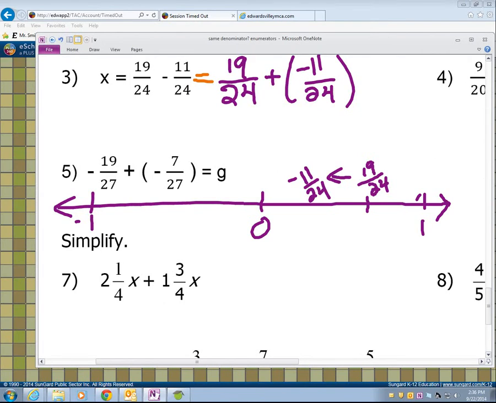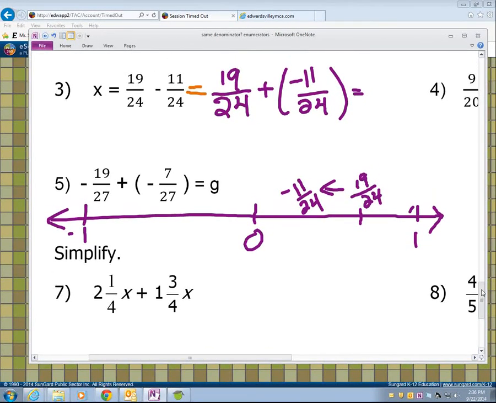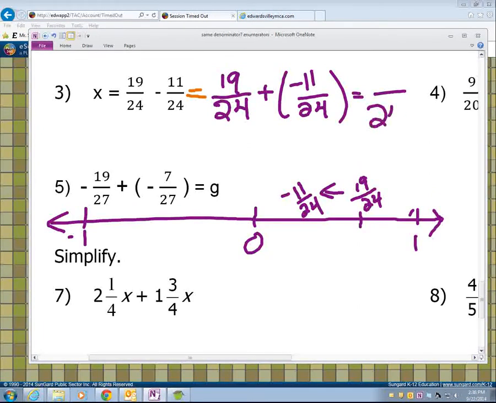So the smaller number is being removed. That's like the sea of zeros thing. So what is 19 plus -11? Is it positive 8 or negative 8? Positive 8. I tried to trick you. Okay, so 8/24 simplifies to what?